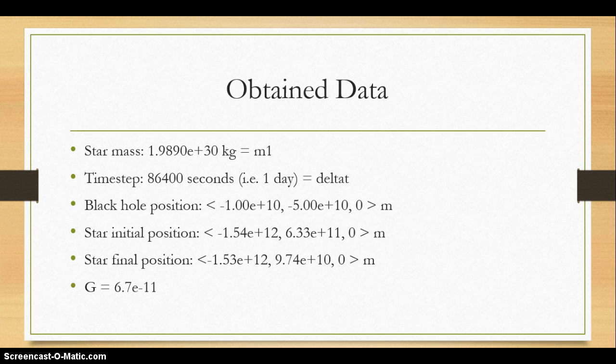Then we know the obtained data, which is that the star mass is 1.989 times 10 to the 30 kilograms, which is also called mass 1. We know that the time step, which will be the delta t, is 86,400 seconds, which is 1 day. And also we know the initial black hole position, the star initial position, and the star final position. We also know that the G constant is 6.7 times e to the negative 11.